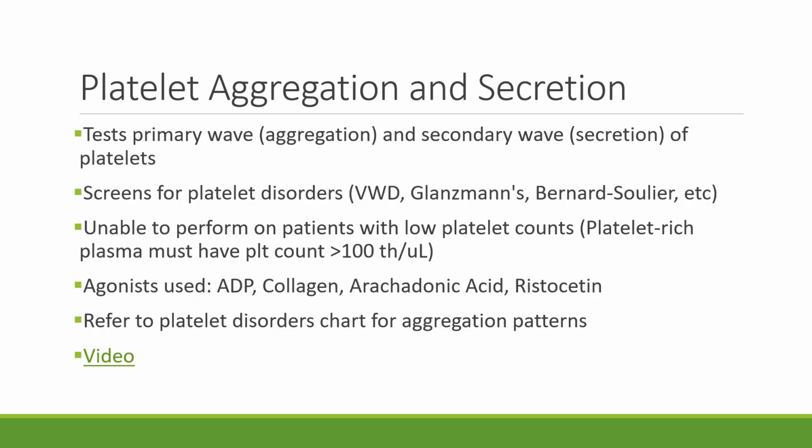We use some of the same agonists in the platelet aggregation test that we do in the PFA 100, and then we add a little more. So the agonists that we use are ADP, collagen. We also use arachidonic acid. We use ristocetin, and if the doctor asks, we go ahead and use epinephrine again. And then we will look at the platelet aggregation pattern that is demonstrated, and that will help us narrow it down to what kind of platelet disorder this patient may have. And again, take a look at this video.